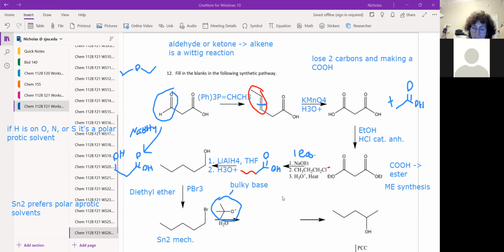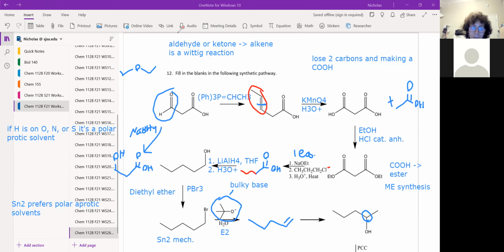Because it's a large base, it's not a good nucleophile, so it's non-nucleophilic, but it will be a base. It'll do an E2 reaction, which means it will form an alkene. It won't do substitution. So you get this. And then we want to add an alcohol to the alkene, and we want to add it here specifically. So how can we do that?